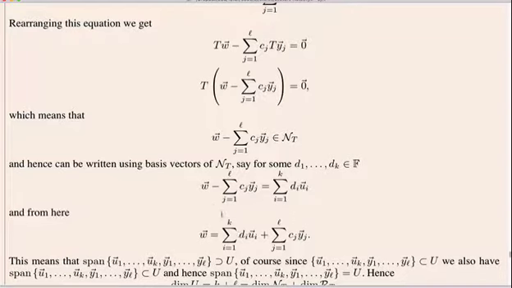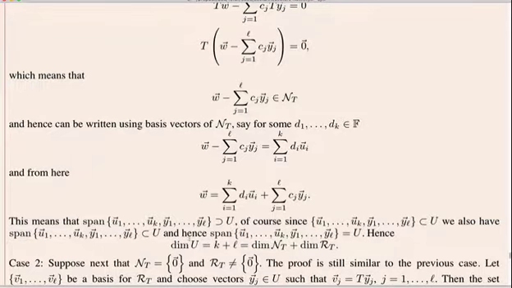And then from here we can rearrange it and we get that w is a linear combination of u_i and y_j elements. So this means that any vector w of U can be written as a linear combination. So the span of these vectors u_1 to u_k, y_1 to y_l must be at least as large as U. Of course, all these vectors are in U, so the span must also be in U. And with this, we get that the span equals exactly U.